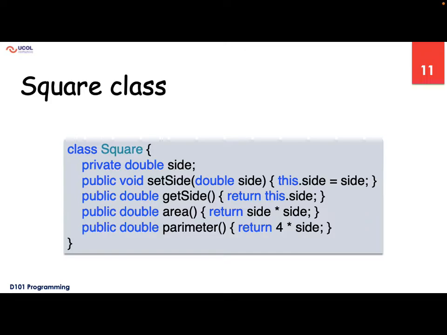Square, again, in the square we have only one side that is required. So we put that as a field, and then we have a set method and a get method. We can compute the area of a square, we can compute the perimeter of the square.